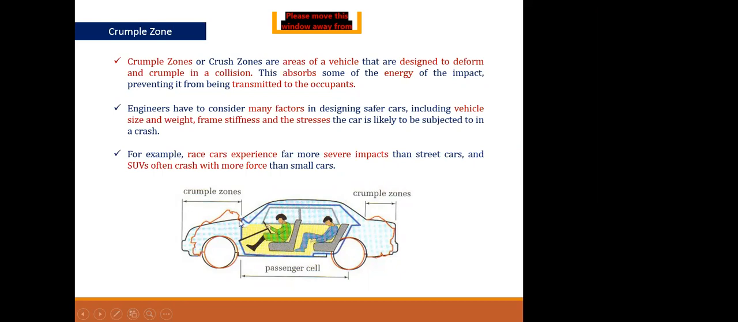Right? If there are no crumple zones here, what will happen? The total impact forces generated during a collision will directly reach the cabin. That will be more harmful to the occupant. That's why we are intentionally keeping crumple zones in front. Right?